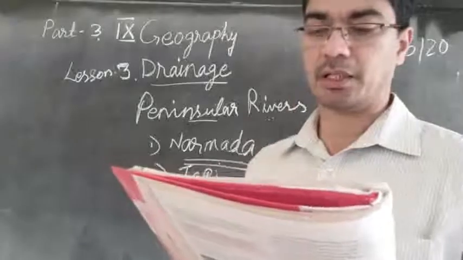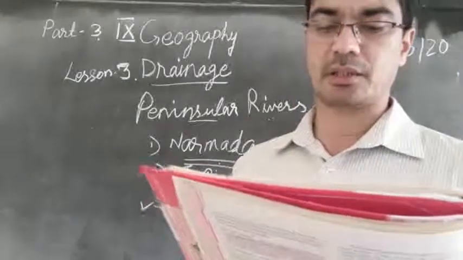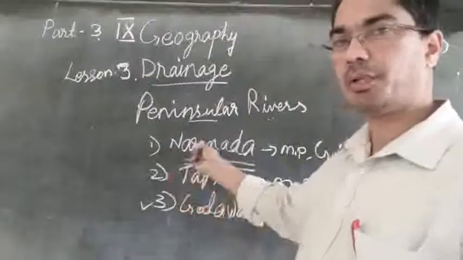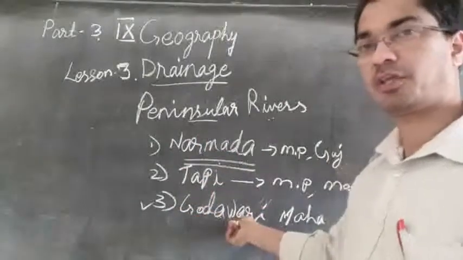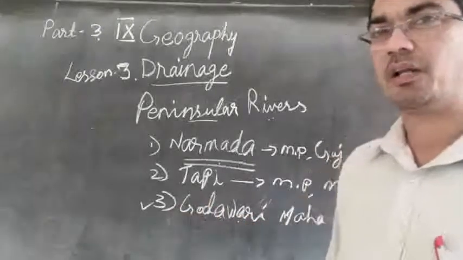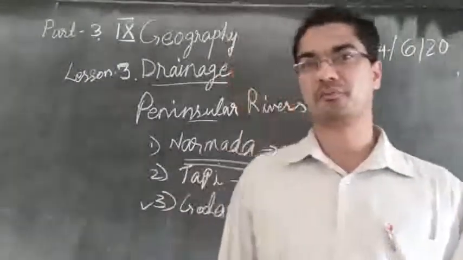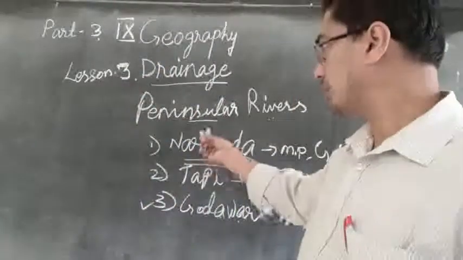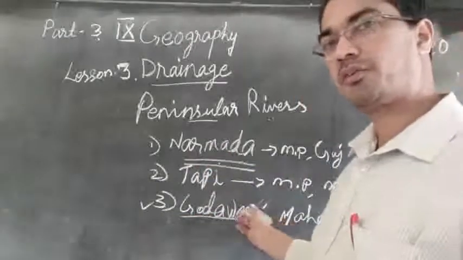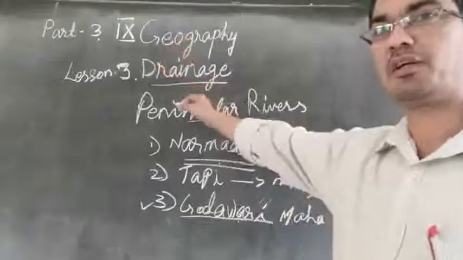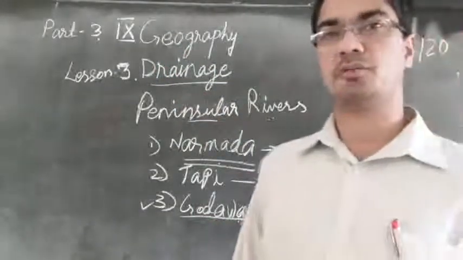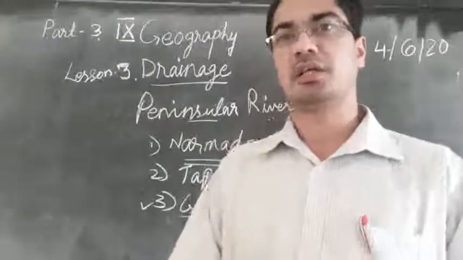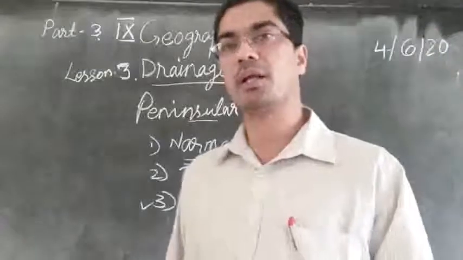Because of its length and the area it covers, it is also known as the Dakshin Ganga. Because Godavari is longer compared to all the other peninsular rivers, it is also known as Dakshin Ganga. What is the meaning of Dakshin Ganga? We have another Ganga in the Himalayan rivers, which is the biggest one. Among the peninsular rivers this is the longest, so compared to the Ganga of the Himalayan rivers, it is also called Dakshin Ganga. That means South Ganga, because it is flowing in the south. You can underline that.